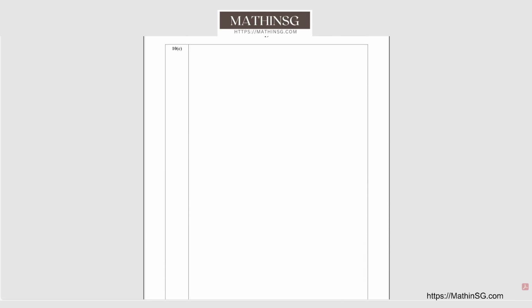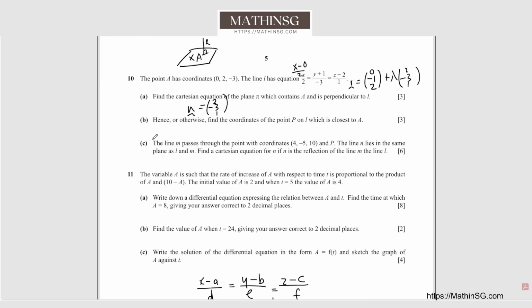Okay, moving on to part C. So what are we asked for in part C? The line M passes through the point with coordinates (4, -5, 10) and P. So it passes through this point and point P. The line N lies in the same plane as L and M. Find a Cartesian equation for N if N is the reflection of the line M on the line L.